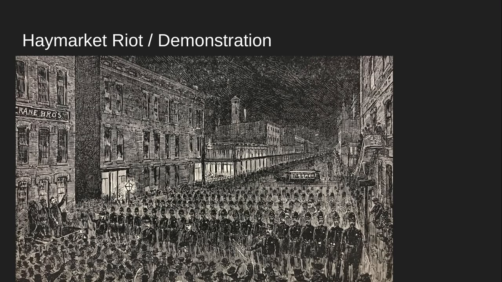We will not look at all of these, but there are some that you need to know. And the first one is the Haymarket Riot. The Haymarket Riot, or demonstration, if you want to pick sides, was an effort by many Chicago-based immigrants and citizens to expand their rights.